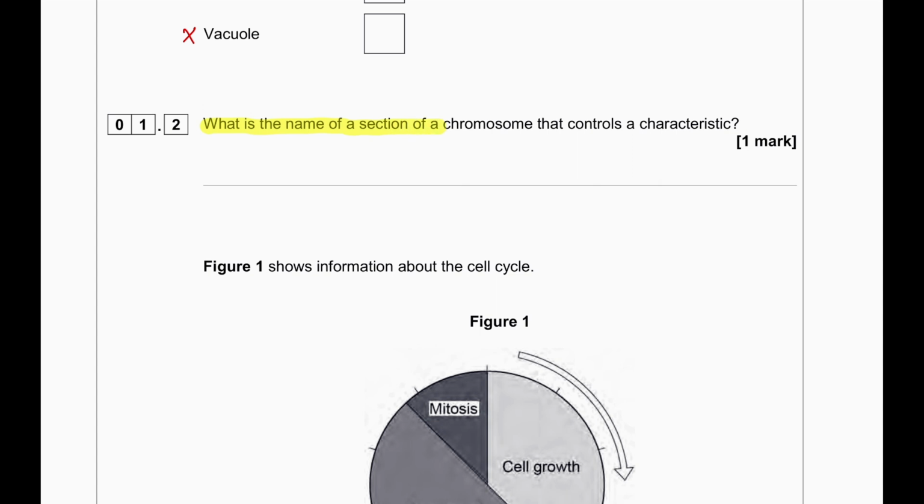What is the name of the section of a chromosome that controls a characteristic? Since one single characteristic is controlled by a gene, we will call it a gene.